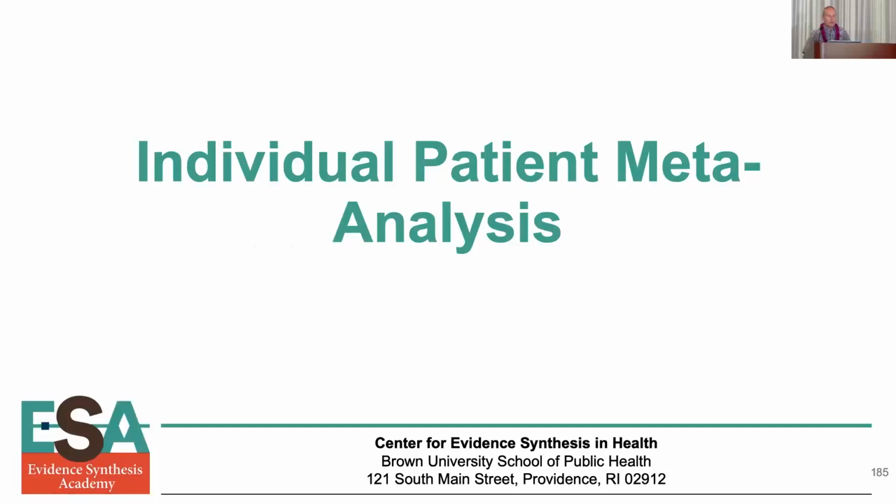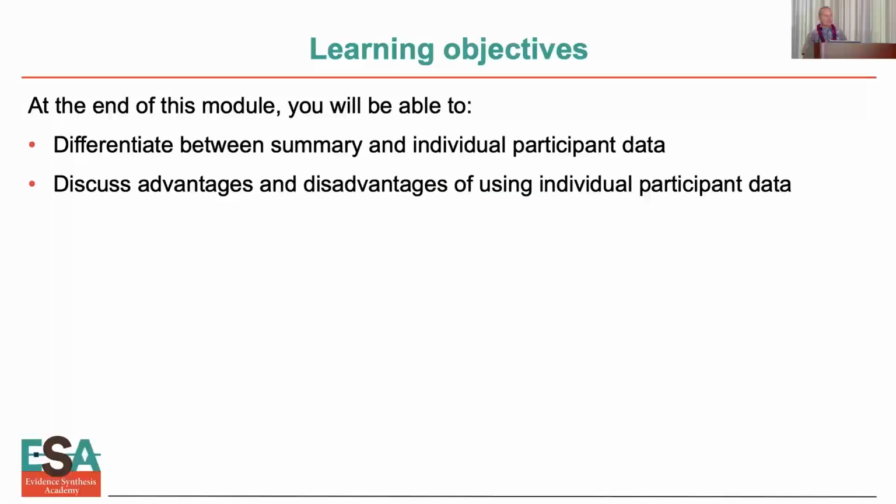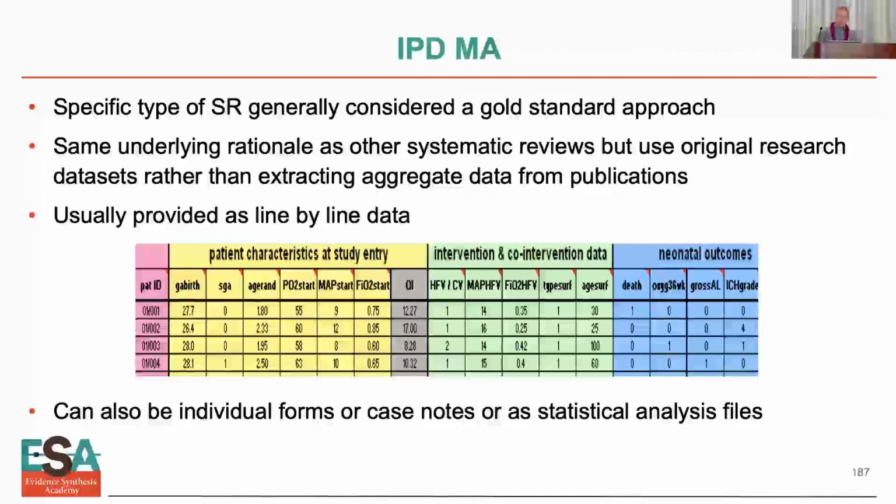So, individual participant or patient meta-analysis. I'm going to try now to just summarize some of the differences between what to do when you have the summary data and what you have to do when you have the individual participant data. This is a specific type of review that's often considered a gold standard because you have the individual data on each person. The idea is you have the same underlying rationale as with other systematic reviews, but you're using the original research data sets.